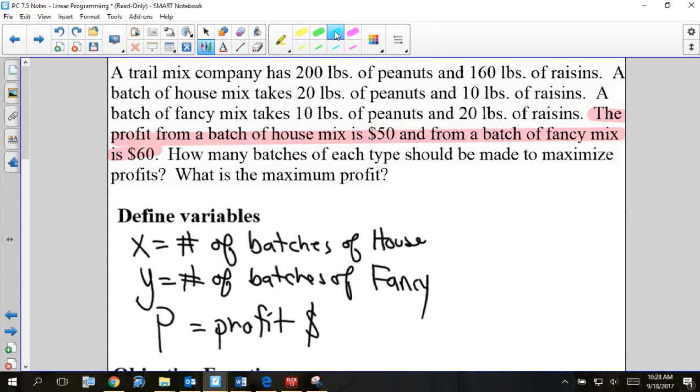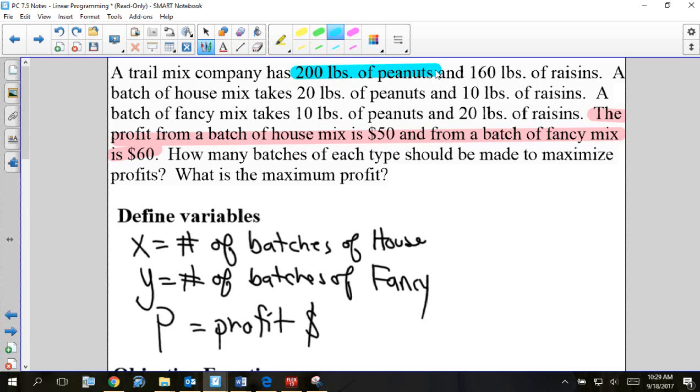The first constraint: a trail mix company has 200 pounds of peanuts. That's what they have. They can only use 200 pounds of peanuts. They cannot use more. So that is a constraint: the number of pounds of peanuts is a constraint.